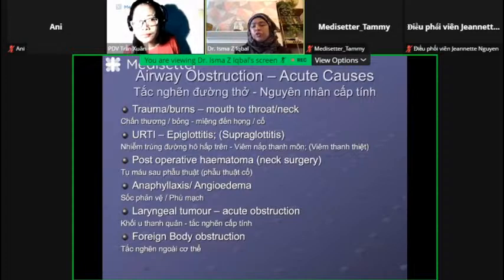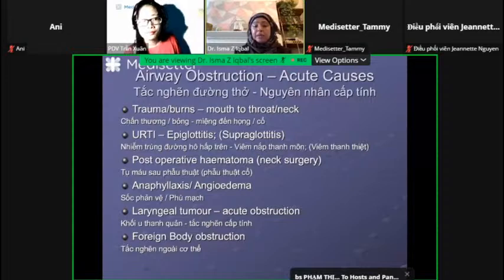Usually the laryngeal tumors grow slowly, but sometimes there can be an acute exacerbation and the patient may say come in with a stridor or stertor.